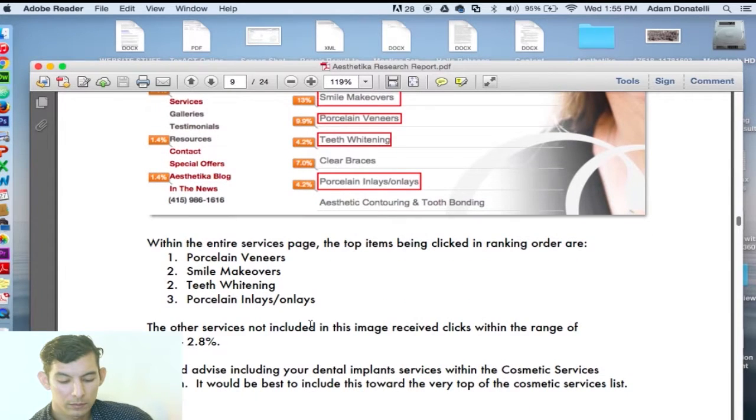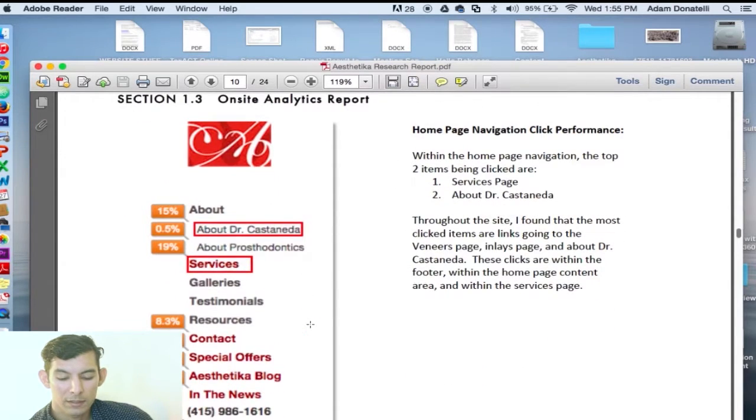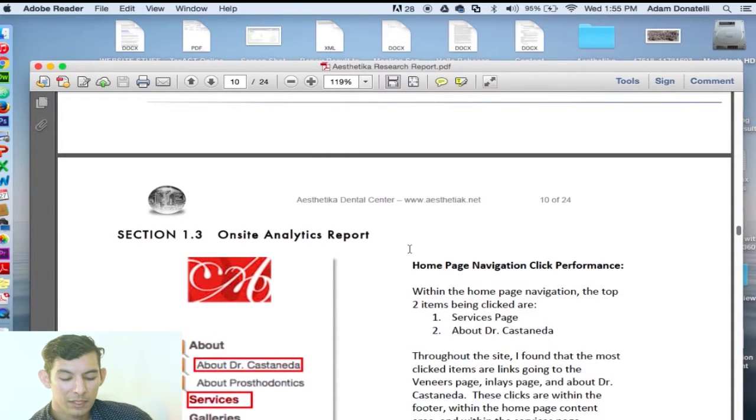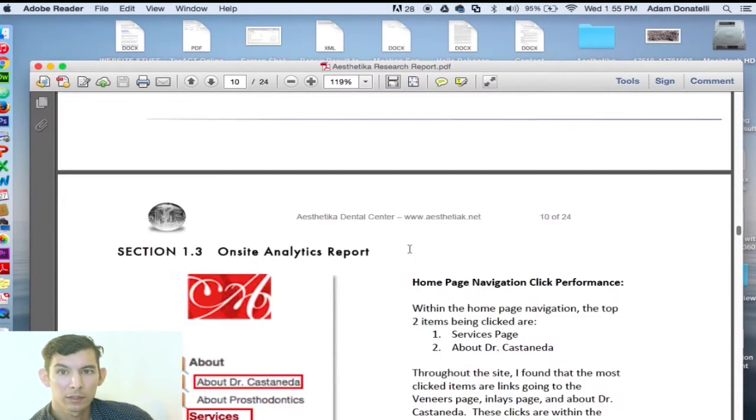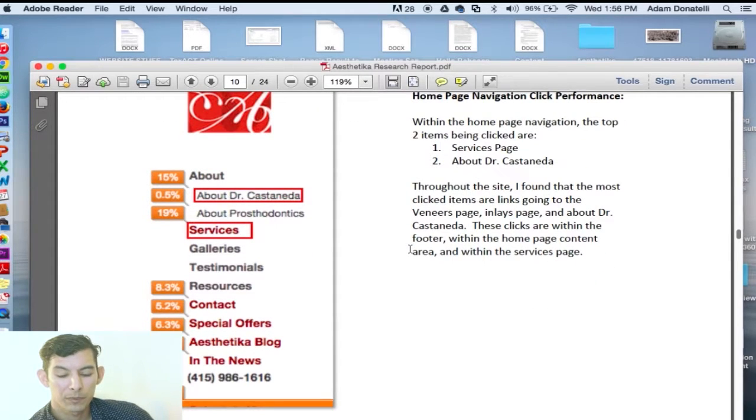Now, going over, the navigation is a drop down. Unfortunately, this site definitely needs a remake, and the navigation can certainly have a better layout and design for UX UI purposes. So this is a drop down here, and what we see next is a high click rate on About Dr. Castaneda.